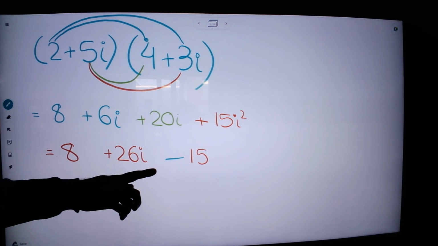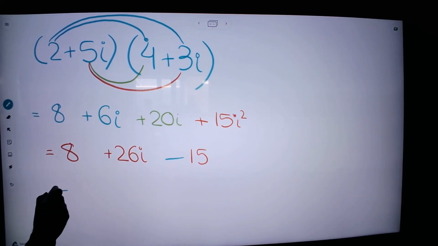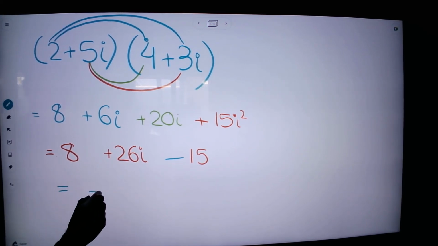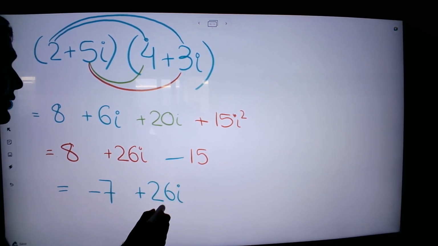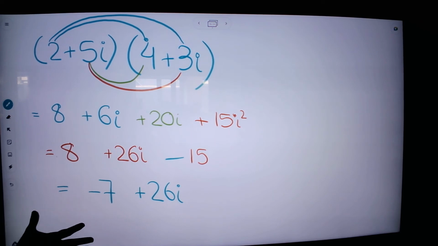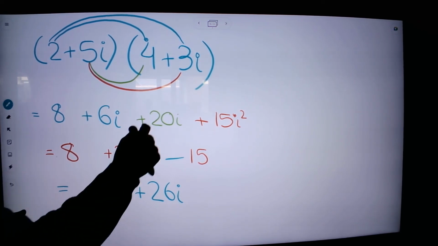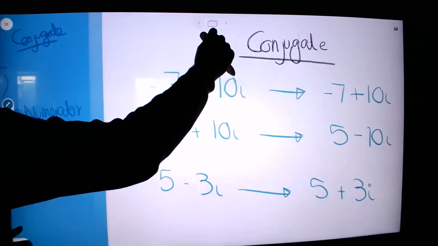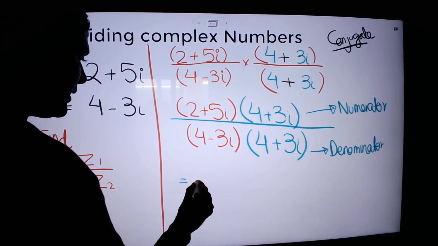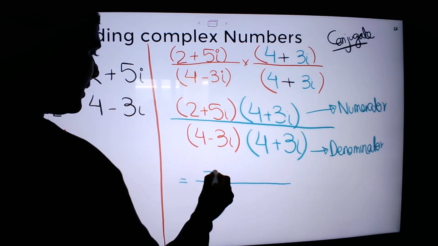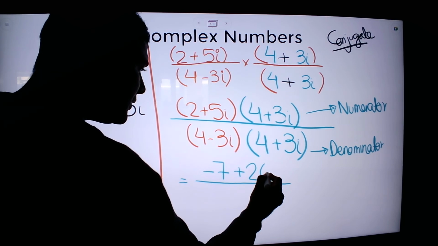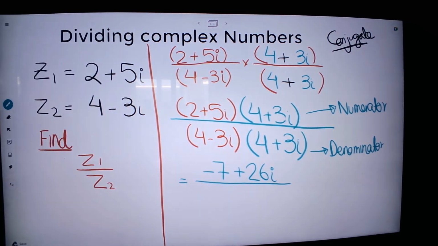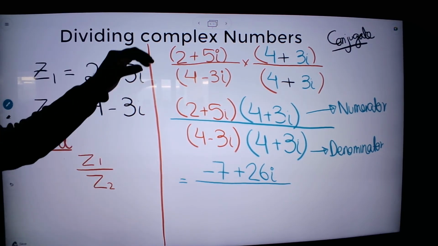Now what is 8 minus 15? Minus 7. Thank you. Minus 7 plus 26i. So this was my numerator. I've done the numerator bit, yeah? So if I go back to that one, on the top I can write minus 7 plus, what was that one? 26. Thank you, 26i. So that's, now I need to do the bottom one.